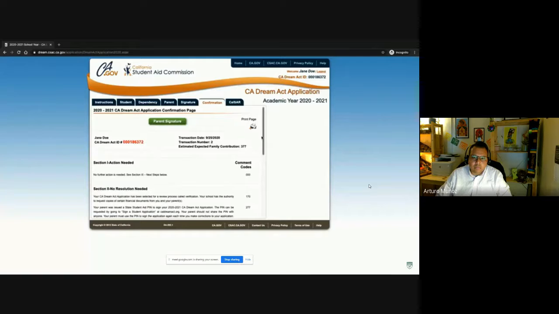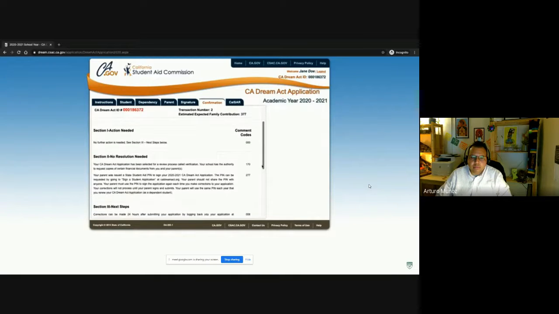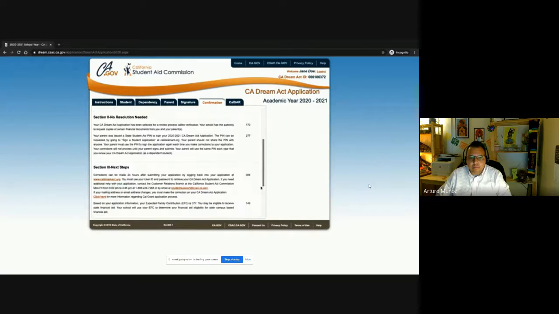This confirmation page has a lot of important information. It includes your California Dream Act ID number, your expected family contribution, whether there is anything missing from your application, and whether you've been selected for something called verification, which means that we may be requesting additional documents from you to confirm the accuracy of the information provided. Please read through this confirmation page carefully.